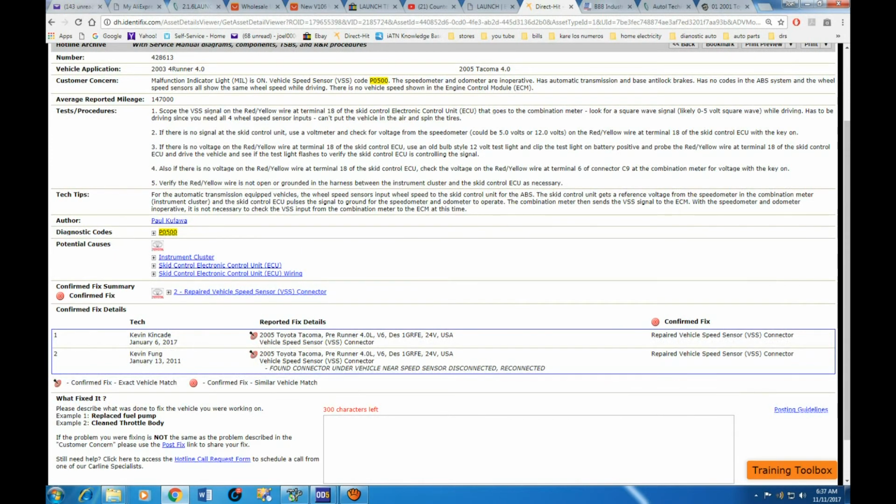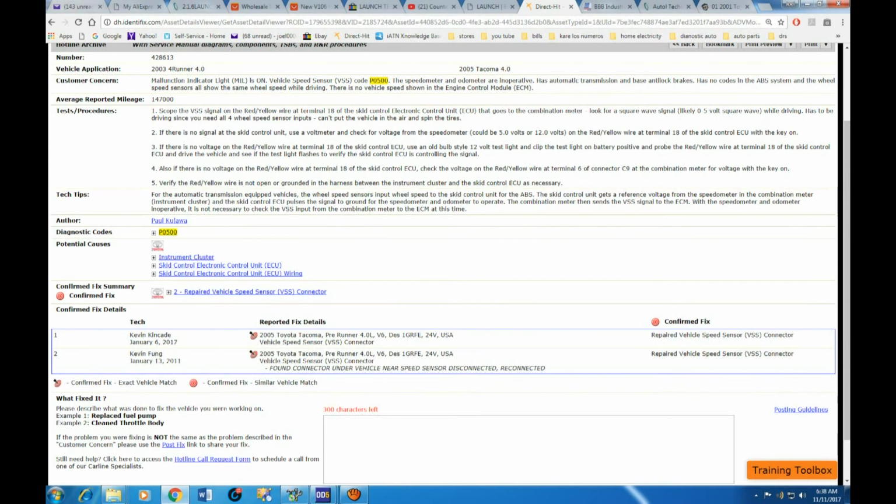And it is saying here 5 volts or 12 volts, but it was about 10 and something, on the red-yellow wire at terminal 18 at the skid control ECU with the key on. So we should have, with key on, about 12 volts. And every time the wheels are moving, the vehicle is moving, that one should be pulsed to ground. That will mean that the ABS control unit is capable of pulling that down.